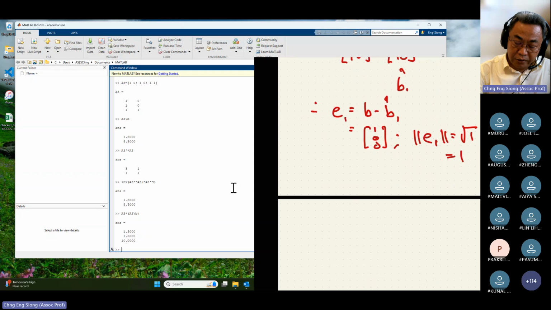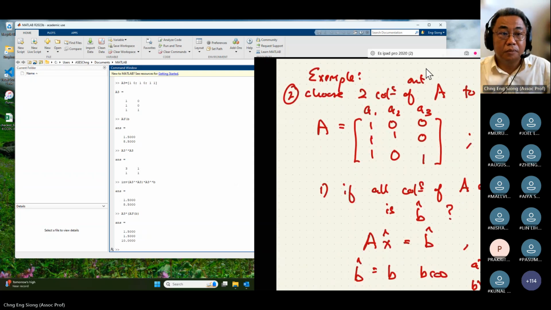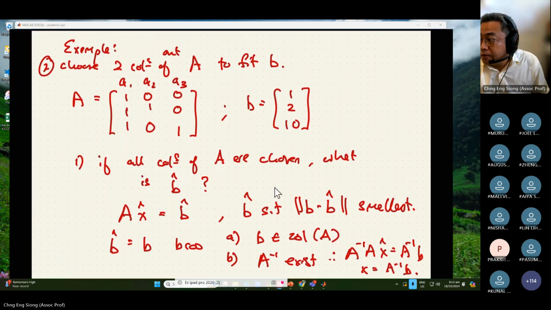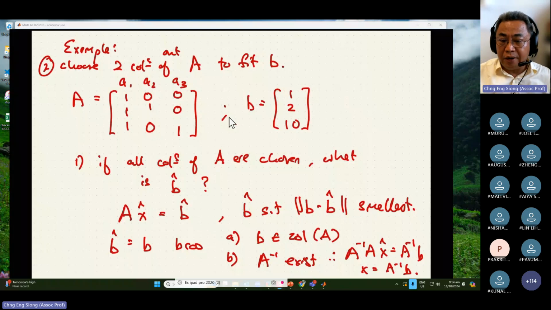So let's revise this question again. In this question, we are given 3 columns of A, and we are asked to find X to solve AX equals B. And we could do this because this is a square matrix. You have 3 independent columns, full rank. We've performed Gaussian elimination. We're very happy. And when we are given the full 3 columns, we can solve X completely.